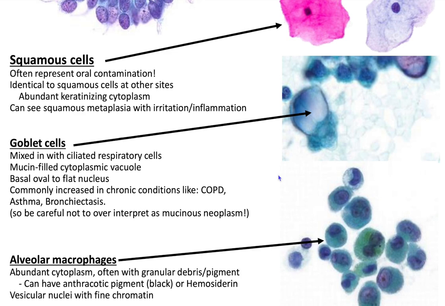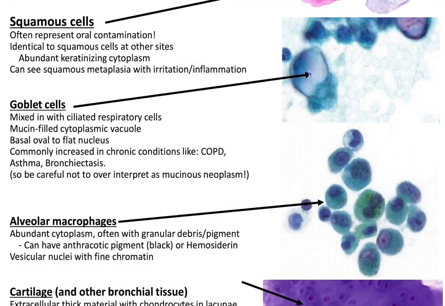So before you diagnose mucinous neoplasm, could this just be goblet cells? Keep that in the back of your head, especially if there's no cytologic atypia or really enlarged N/C ratio or mitotic figures.